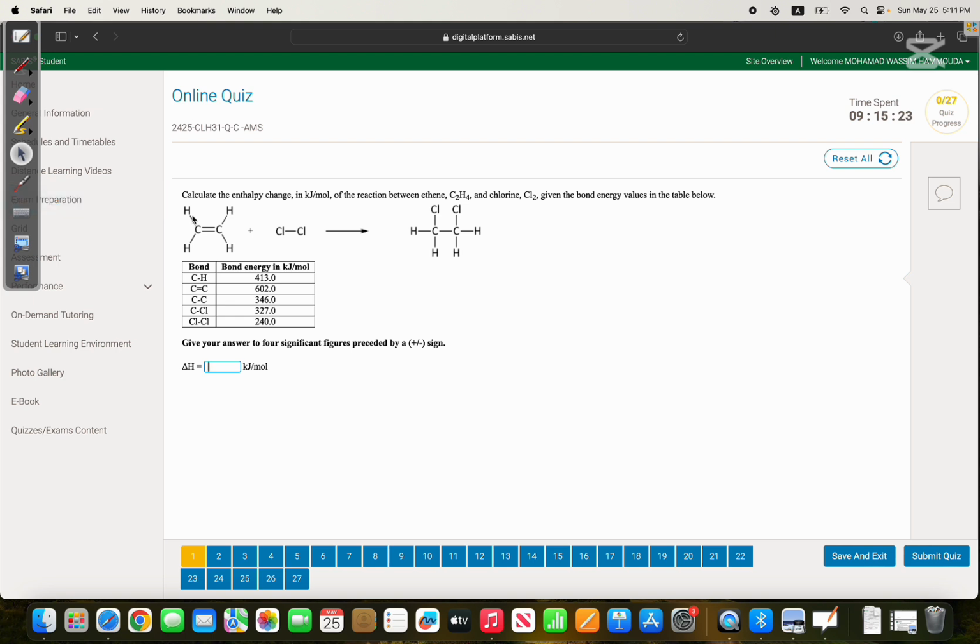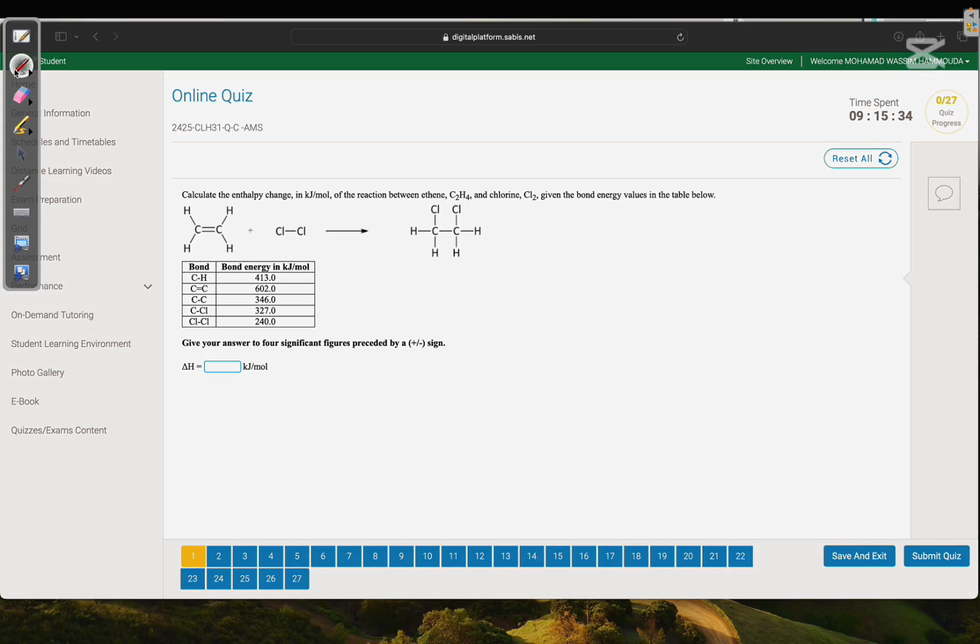Let's go. Calculate the enthalpy change in kilojoules per mole of the reaction between ethene and chlorine, given the bond energy values in the table below. Okay, since it's in bonds, which I'll mark as B, basically it is equal to reactants minus products.